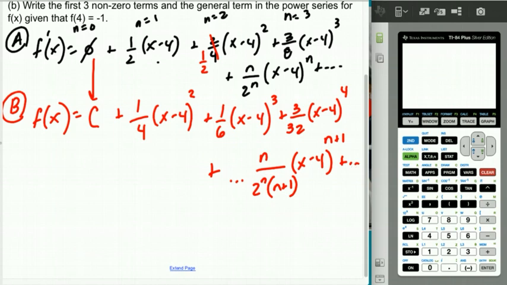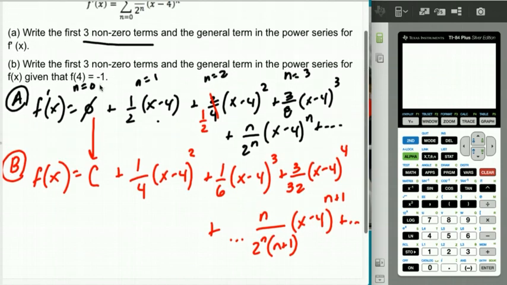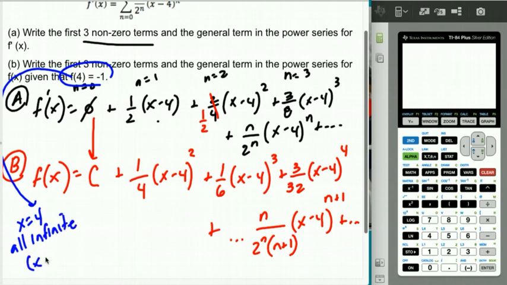Now I need to find c. The way I'm going to find c is with this information. I want you to notice that it's not an accident that you were given 4. When x is 4, all of those infinite terms are 0. The x minus 4 to a power terms are 0 because x is 4.